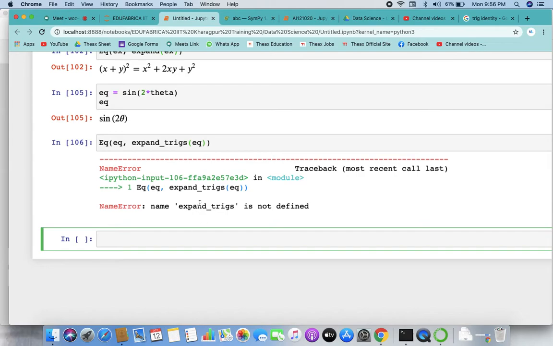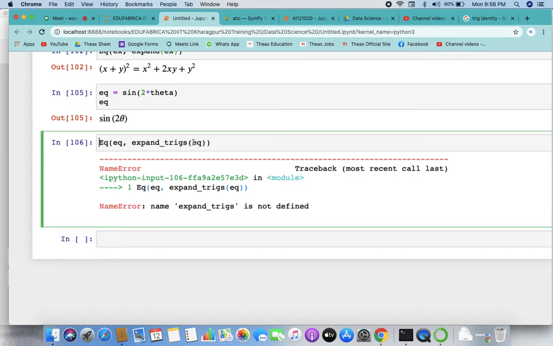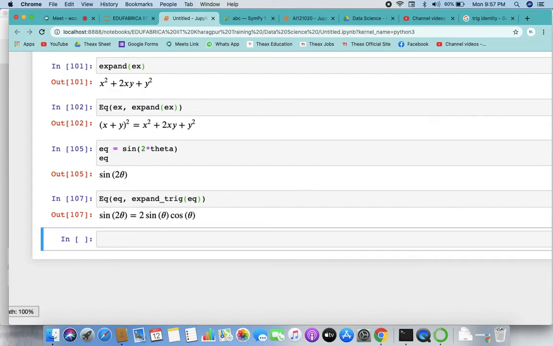Oh, I think I have made a mistake. Expand underscore trig. There's something like trigsin though. That is another thing.